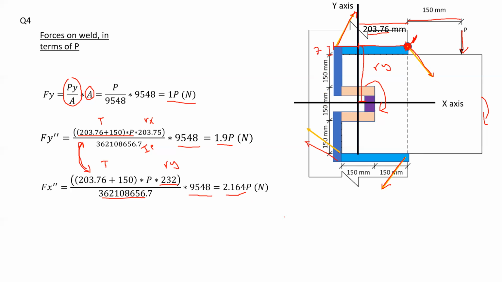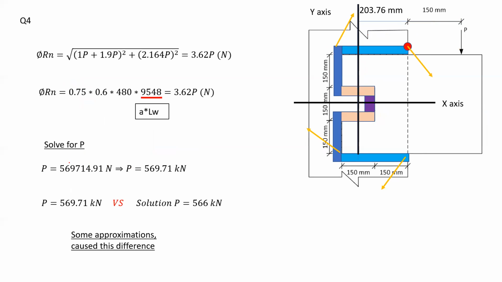Now I have the forces. I can consider the magnitude of this force to calculate it from the capacity of the welds. So here I'm substituting all the forces affecting in the x direction and all the forces in the y direction. And it appears that the value would be equal to 3.62 P.